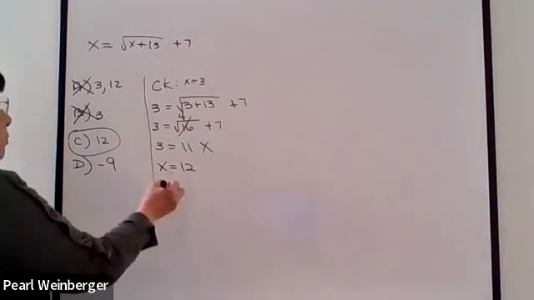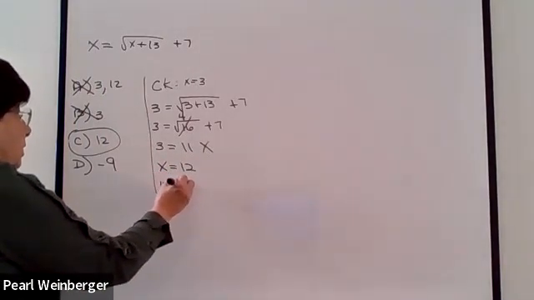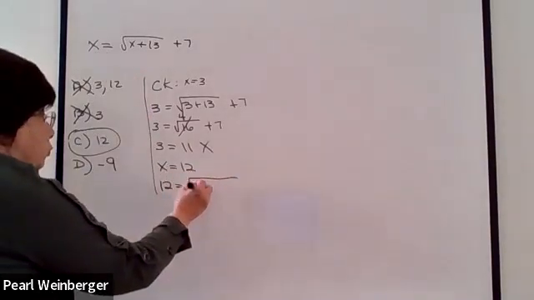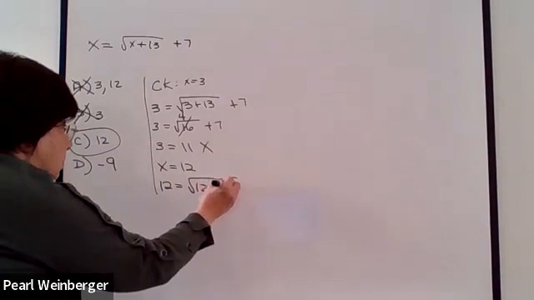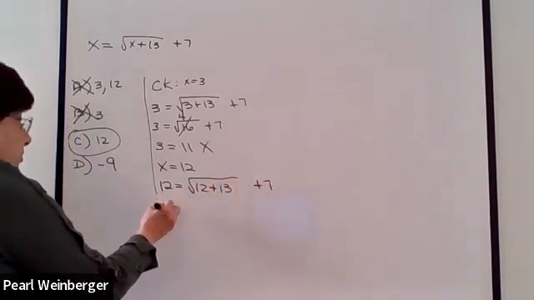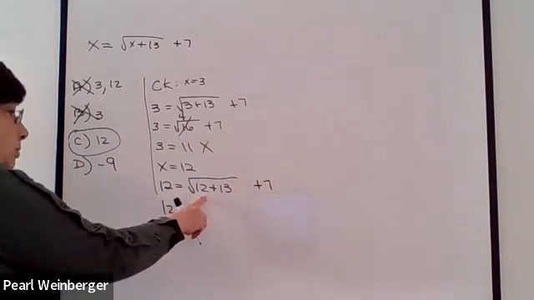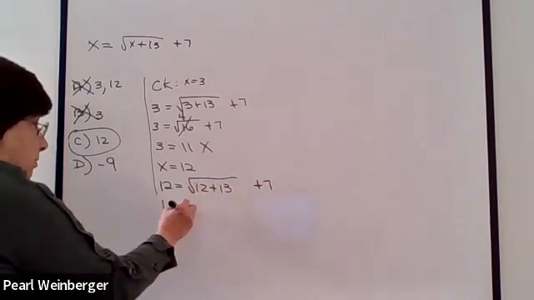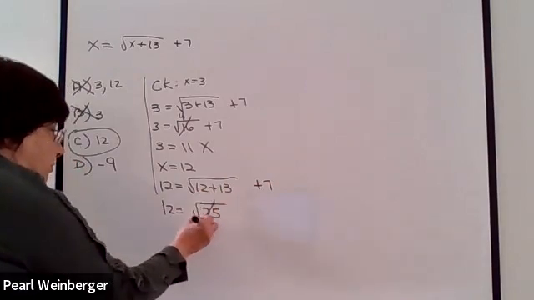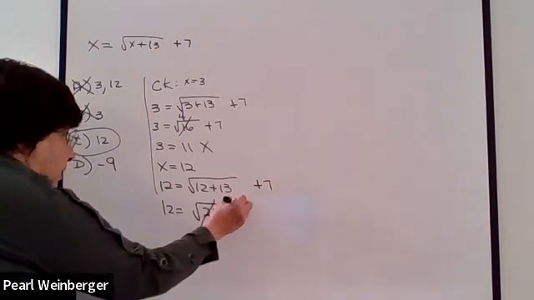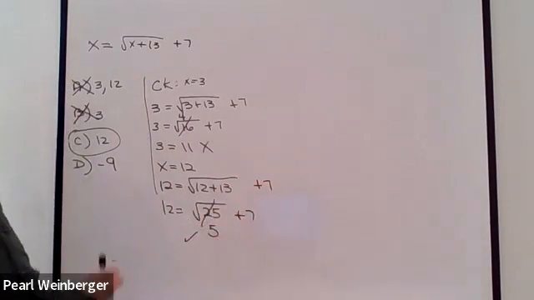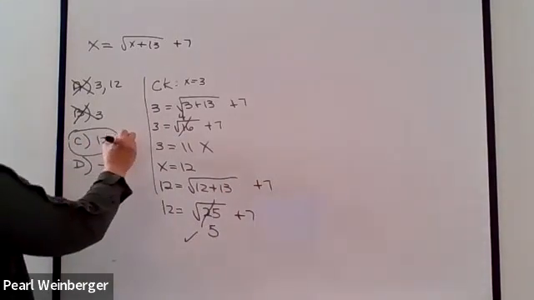So let's check with 12. 12 equaling the square root of 12 plus 13 plus 7. So this says 12. The square root of 12 plus 13 is the square root of 25. And we know what the square root of 25 is. It's 5. And 5 plus 7, that's 12. This does work. So here is our correct answer.